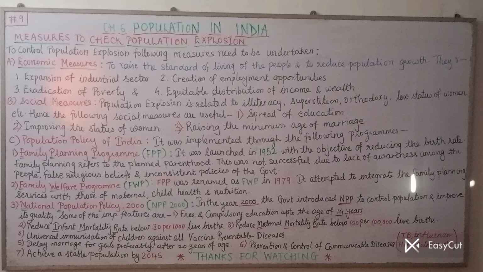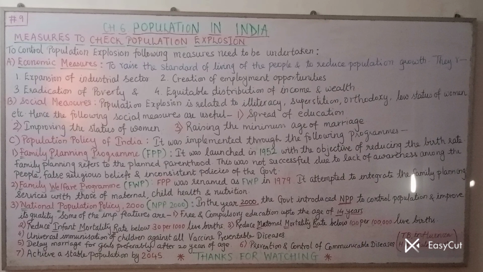So the gist of all the four points I already told you: people will get more jobs, more income, thereby good education, and hence it will result in better standard of living, and thereby people themselves will try to control population, and the birth rate will be controlled.